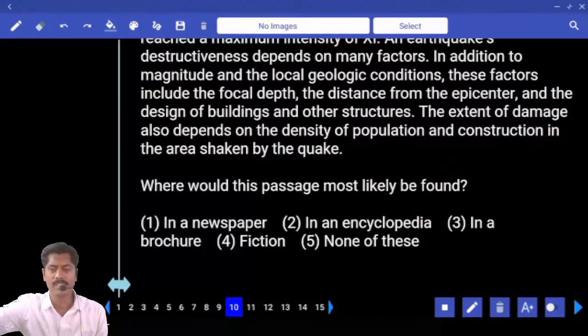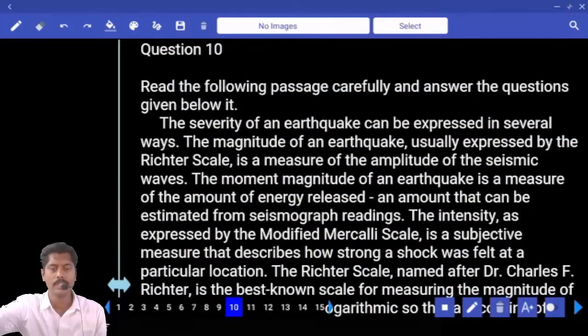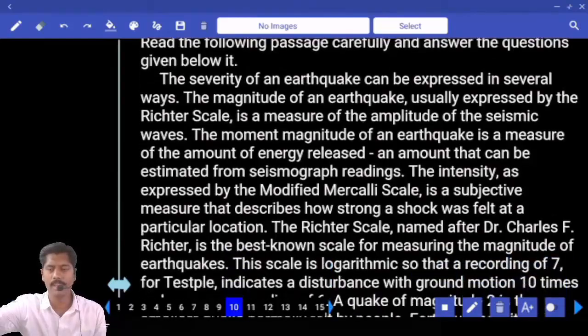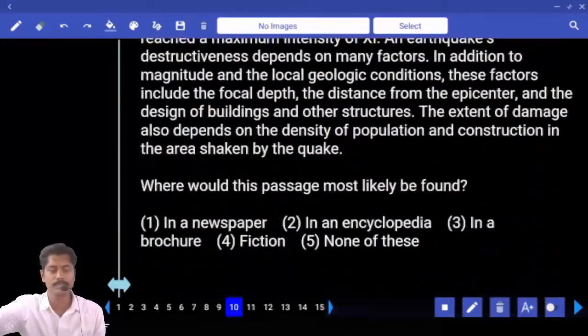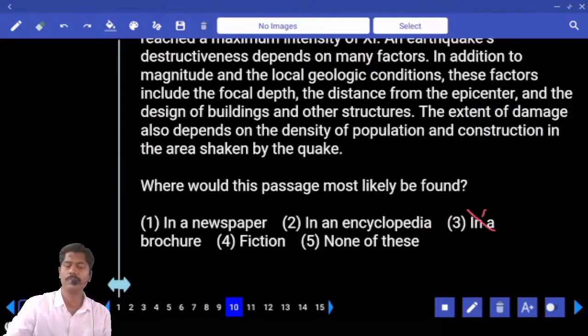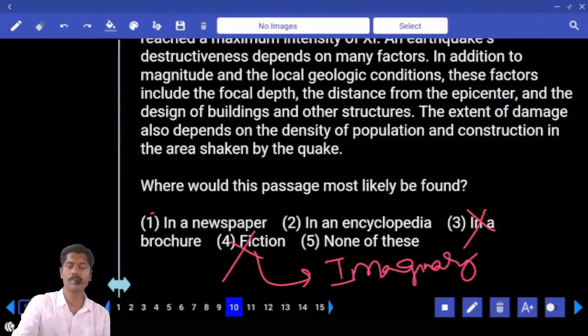Where would this passage most likely be found? The passage is related to what? Earthquake. Where can we find an earthquake related passage? Newspaper? Encyclopedia? Brochure? No. Fiction. Fiction means an imaginary story is called fiction. No. 3, 4 not possible. Answer 1, 2, 5.